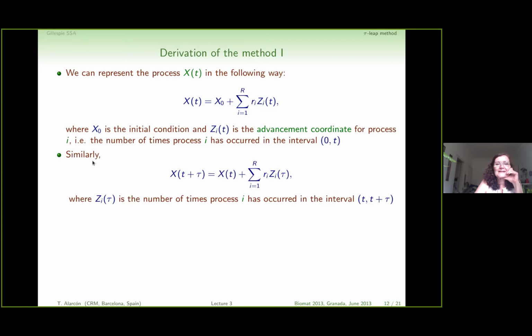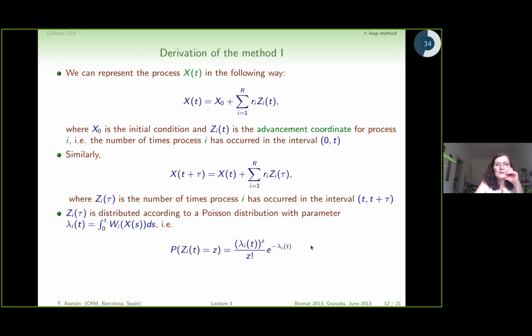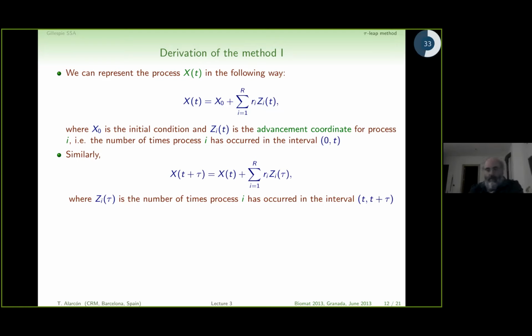But this ZI, how is it estimated by simulation? I will get there very soon. Okay. So similarly, we can write the state of the system at t plus tau as the number of individuals at time t plus this thing, where now set of I tau is the number of times that the process I has occurred at time tau.